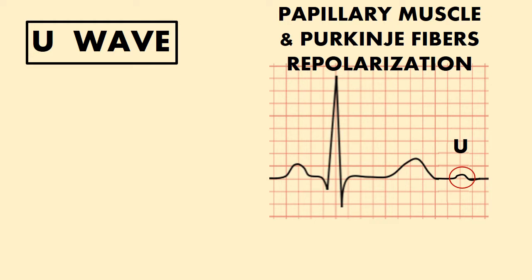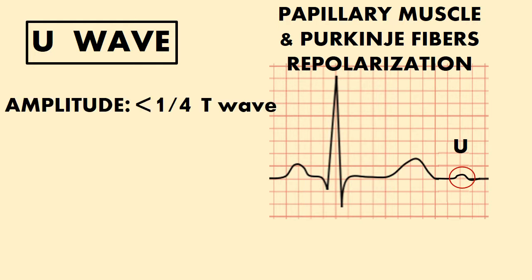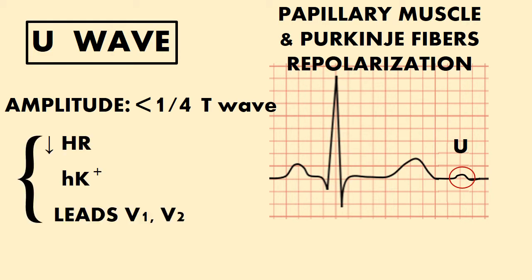U wave corresponds to the repolarization of the papillary muscle and repolarization of the Purkinje fibers. The amplitude is less than 1/4 of the corresponding T wave. It is best observed when the heart rate decreases, in hypokalemia, and in leads V1 and V2.